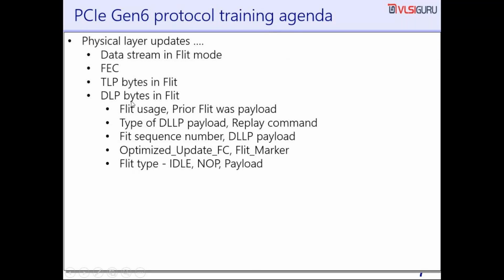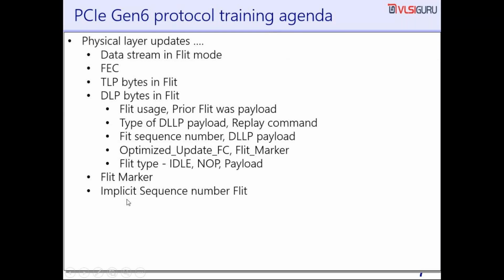And we'll also have a field called flit type, which will indicate what type of flit it is. Is it idle flit, no operation flit, or payload flit? And we'll be going in depth of each of them, like what exactly is the flit marker. Basically it's a marker for poison TLPs. We had a concept of EP in Gen 5, right. The similar thing is the flit marker here. Then you remember we had end of bad packet, EDB. The similar thing is the flit marker here.